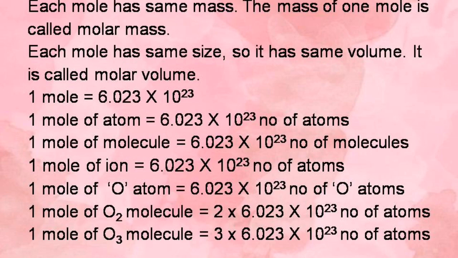In the same way, in 1 mole of ozone molecules, how many oxygen atoms are there in an ozone molecule? An ozone molecule contains 3 oxygen atoms, so we have to multiply by 3 to get the number of oxygen atoms. So 3 into 6.023 into 10 power 23 atoms. Why do we put 6.023 into 10 power 23? Because of 1 mole.